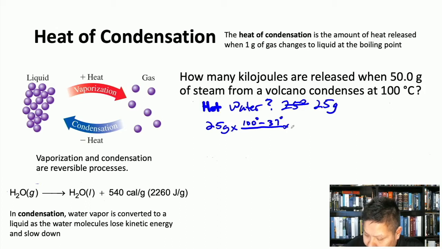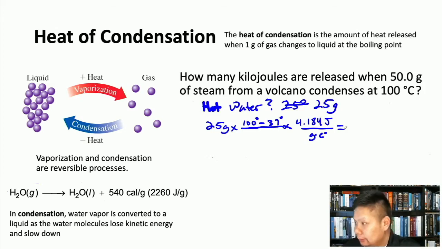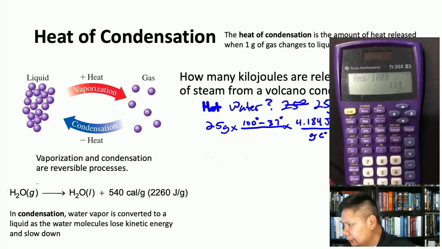And then, since it's liquid water, we want to use the specific heat for liquid water here, which we talked about before: 4.184 joules per gram per Celsius. And so using that, we can figure out how much heat, or energy, is released just from the water. So let's go ahead and show you the calculator calculation.